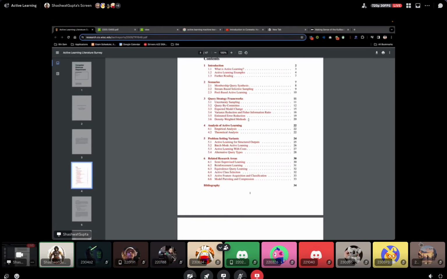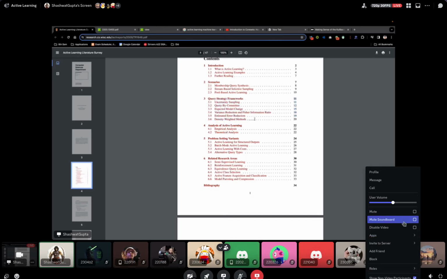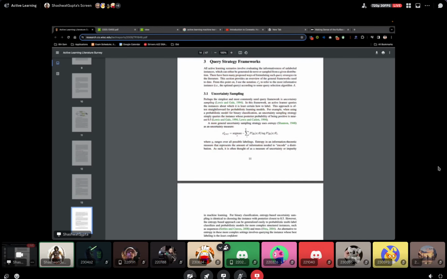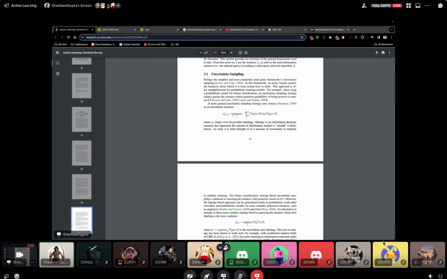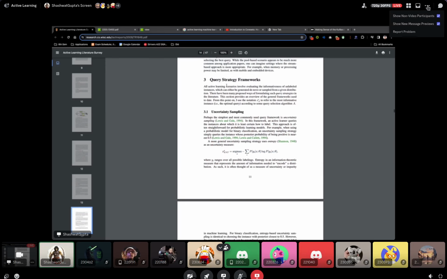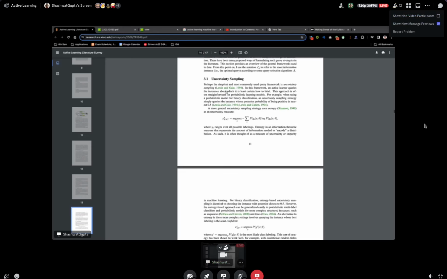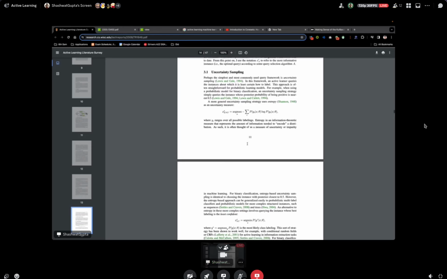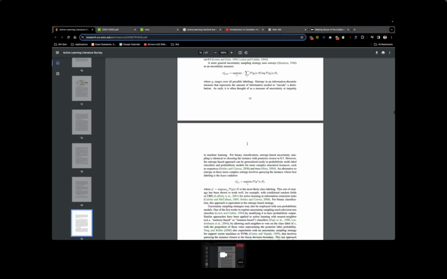Then I think I have not explained this density weighted method, so we can maybe go over it. Uncertainty sampling. This is entropy. You can read this query strategy part from this book also, and it should be simple enough. That will give you an intuitive sense also.